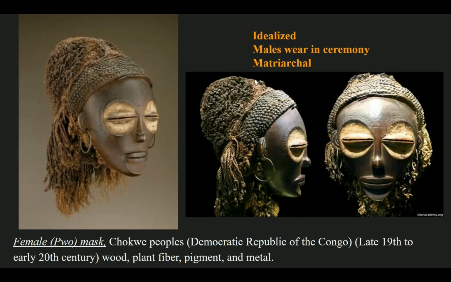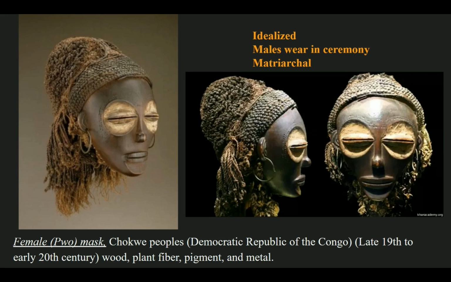Okay, here's the female Po mask. Po meaning female. Now she is showing the idealized character traits and values of females. So this is of the Chokwe people, and this is a matriarchal society. And so here, a male would be wearing this mask during particular ceremonies, okay, to respect the females.